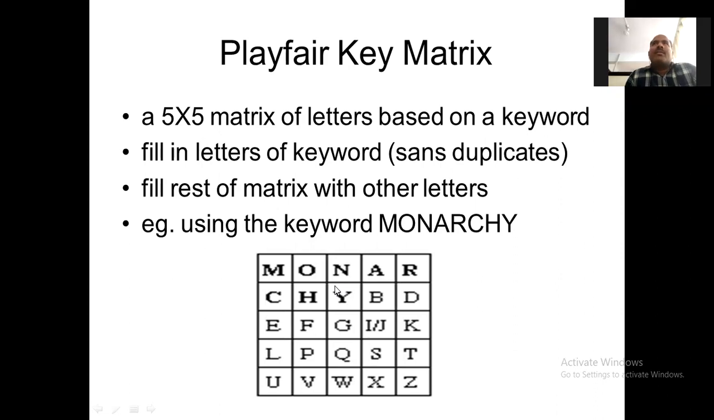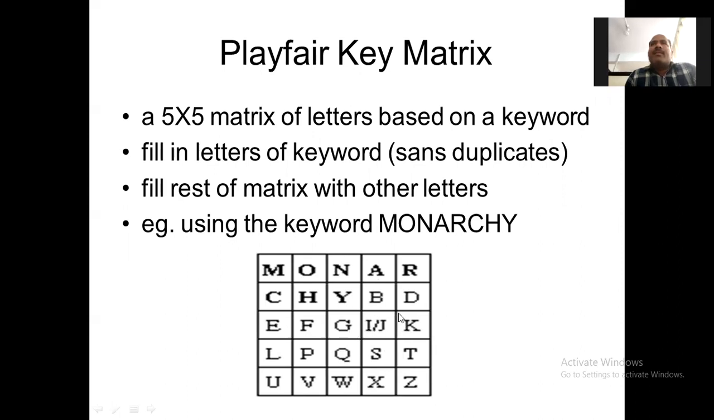The remaining matrix we need to fill with the other letters, those not included in the keyword. For example, using the keyword monarchy, we have constructed the 5 by 5 matrix. Row-wise we have written MONARCHY. After that we have written the remaining letters: B, D, E, F, G.